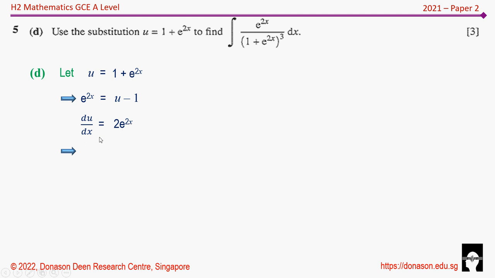Our objective is to make dx the subject so as to replace it for the substitution. So what will be dx? If I bring the dx up and I bring the 2e to the power of 2x down, it's going to become du over 2e to the power of 2x. But what is e to the power of 2x, if we want to express it in terms of u? So e to the power of 2x is simply u minus 1, right? So this part I could replace with u minus 1. So therefore my dx is equal to du over twice of u minus 1.